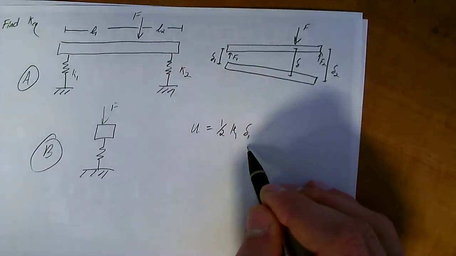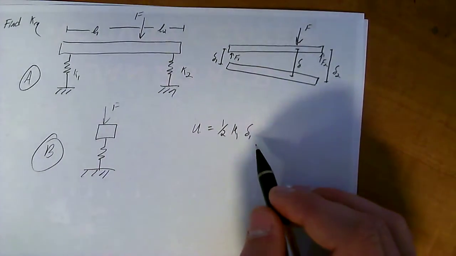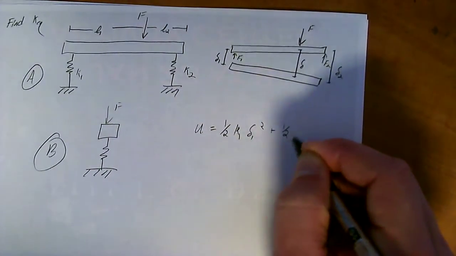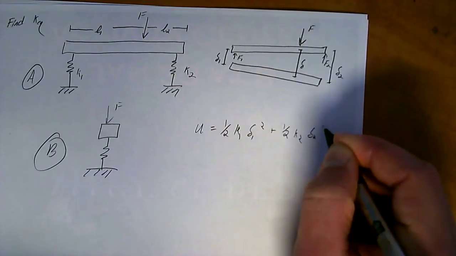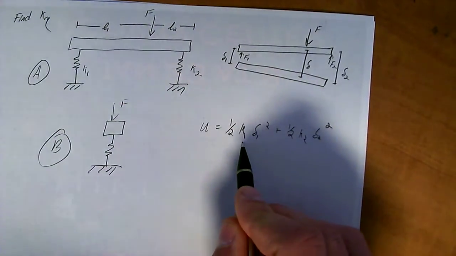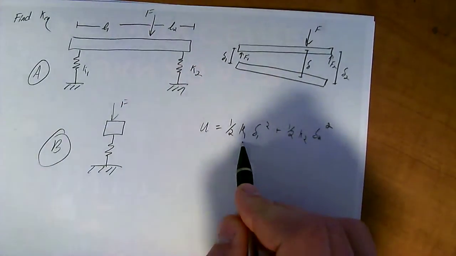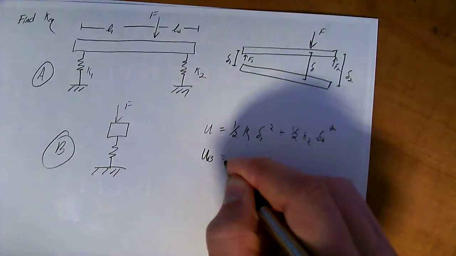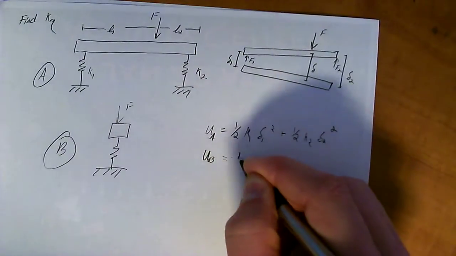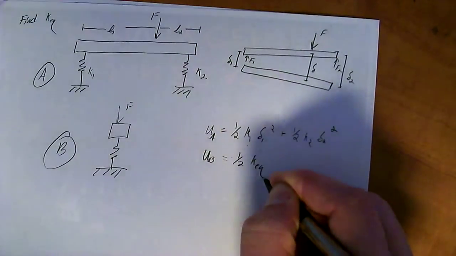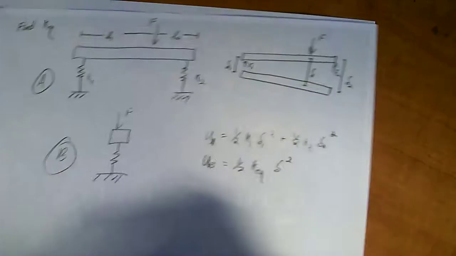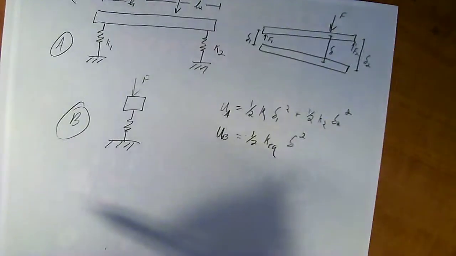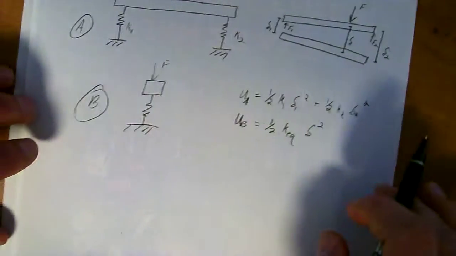So the energy of this system, by just adding up the springs, is equal to 1/2 K1 delta 1 squared plus 1/2 K2 delta 2 squared. So that's the potential energy that's being stored in the springs. Then if you look at UB, so that we can get a complete equation, this is UA, UB is equal to 1/2 K_EQ delta squared. So that's the potential energy being stored in this single equivalent spring right here.